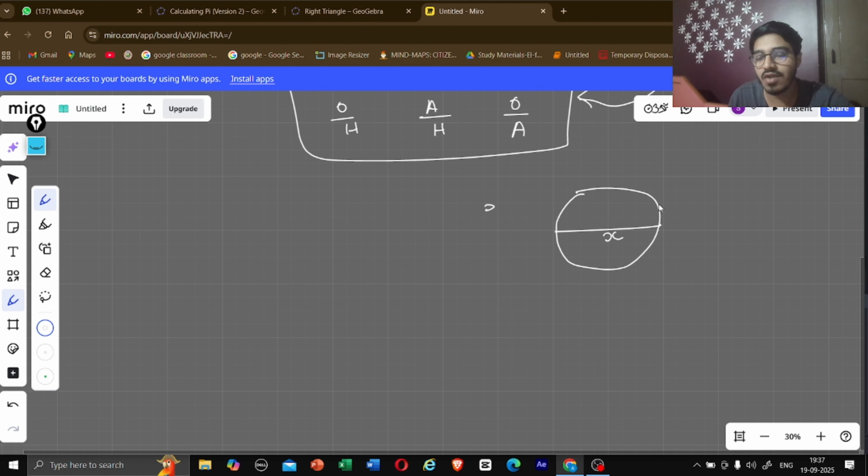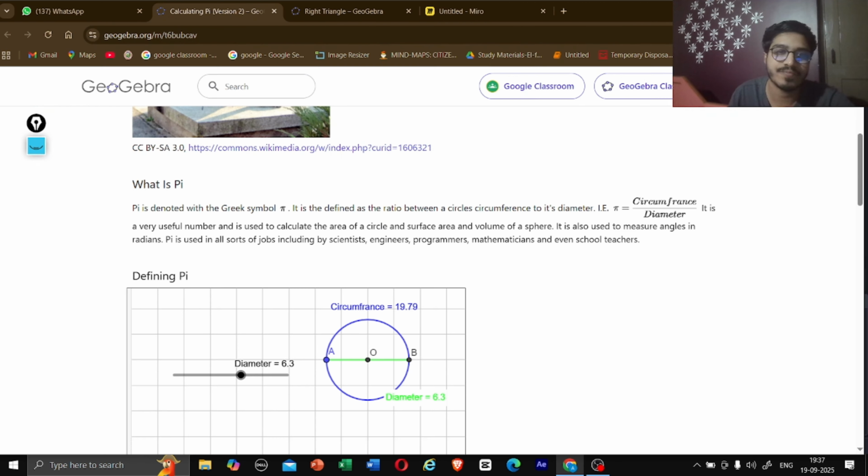If you take a circle of diameter x, the circumference, the total length of the boundary of the circle, divided by the diameter, gives us some value. Whenever we divide the circumference by the diameter, we get some value. We will see what that value is.